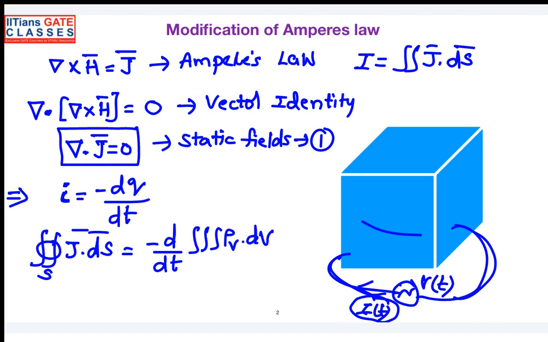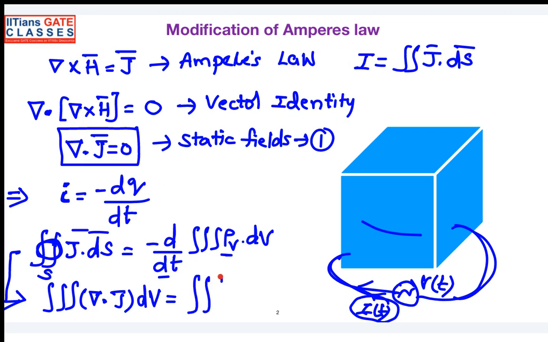So you can apply the divergence theorem. What does the divergence theorem say? Whenever the surface is closed, you can convert the closed surface integral into a volumetric integral. So what you can say here is, triple integral del dot J dv is equal to, so d by dt I can straight away apply for rho v. In that case, what you will get is triple integral minus dou rho v by dou t dv.